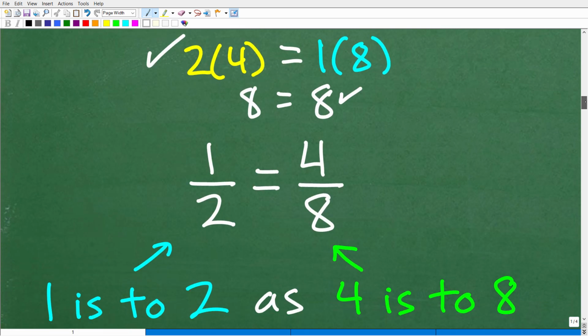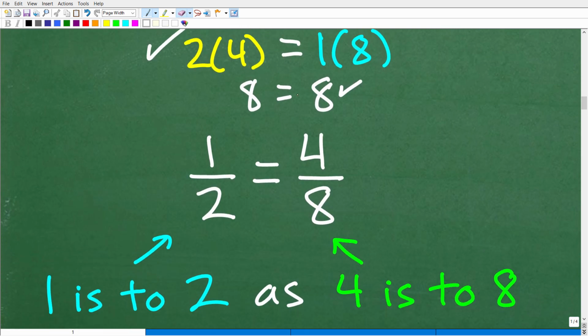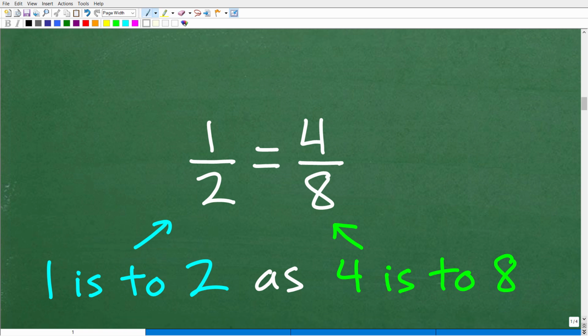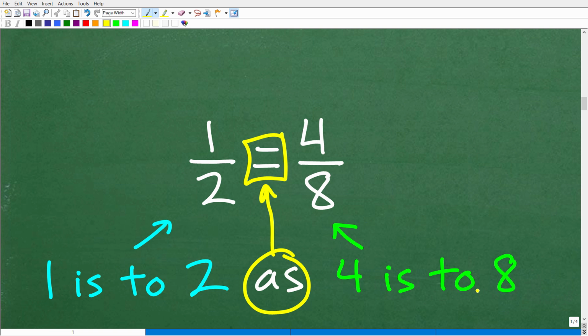Okay, so let's go back over here and review our nomenclature, our language when it comes to ratios and rates. In this particular example, we have this proportion. We have two equal fractions, but these could be two equal rates or ratios. So let's look at these as two ratios. 1/2 is equal to 4 over 8. I could write this problem this way: 1 is to 2 as 4 is to 8, where the "as" right here is the equal sign. So hopefully you're seeing where I'm going here.